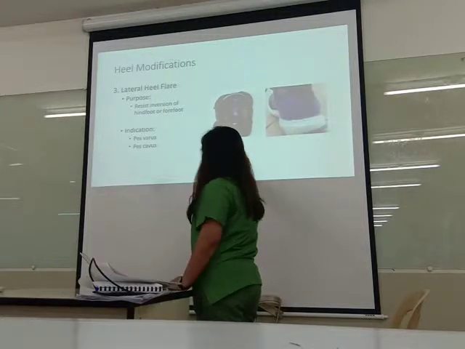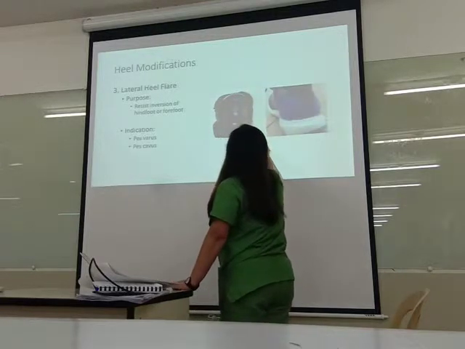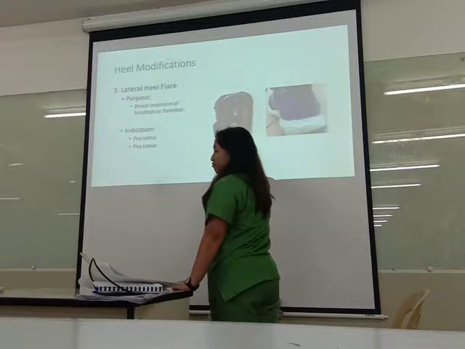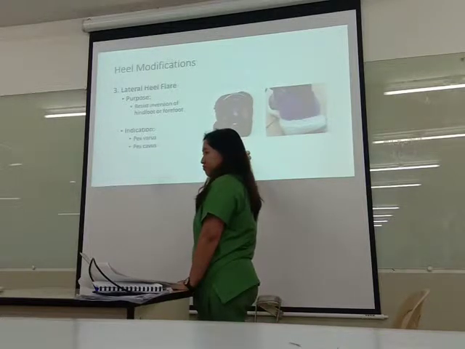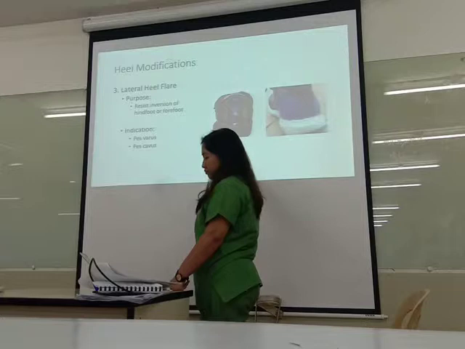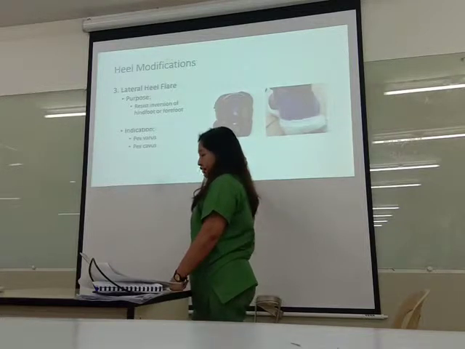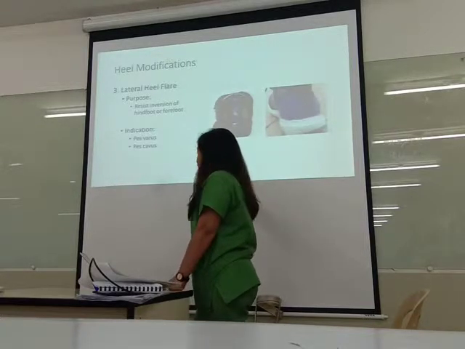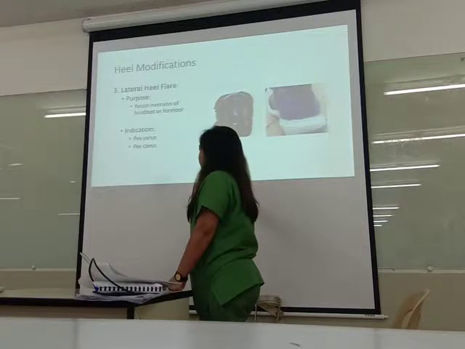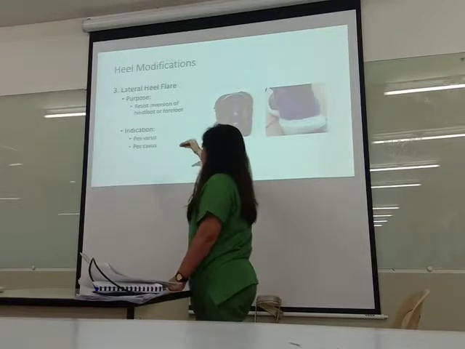Then this other one is the lateral heel flare. You get the flare, right? When it lands, it will prevent the movement. With a lateral heel flare, what does it prevent, inversion or eversion? Inversion. So you can picture it. Next, it resists inversion, and the indication is for pes varus.